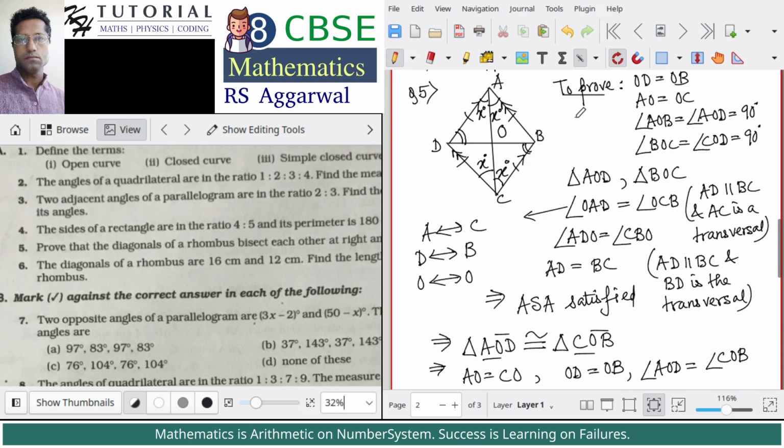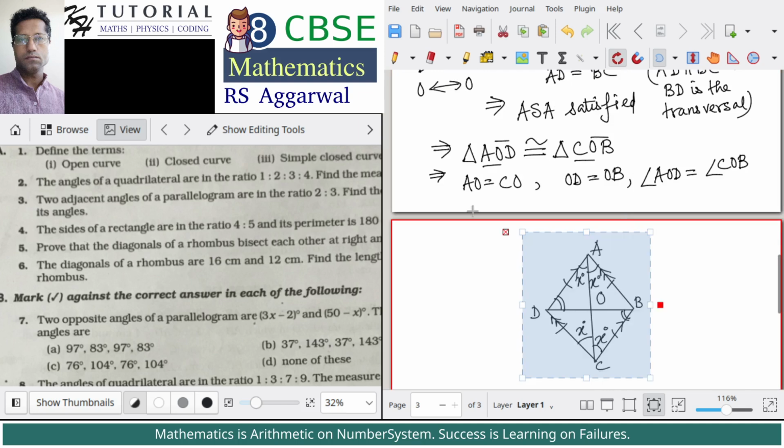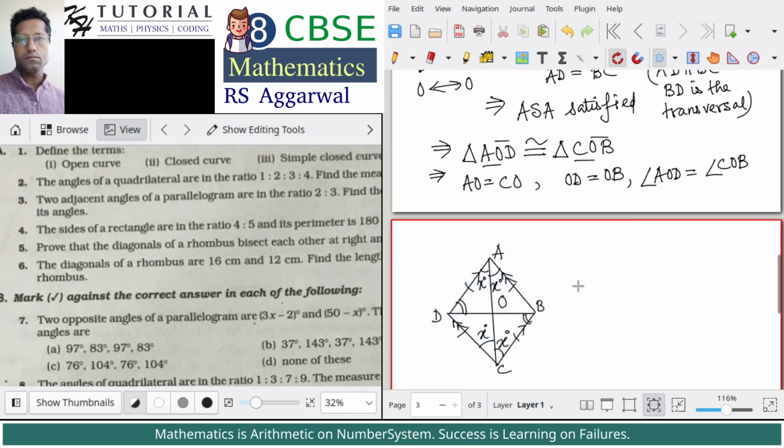So far we have proved that the diagonals are bisecting each other, as we have proved AO is equal to CO and OD is equal to OB. Let me now prove the diagonals intersect at right angles. Let me duplicate this copy and solve.